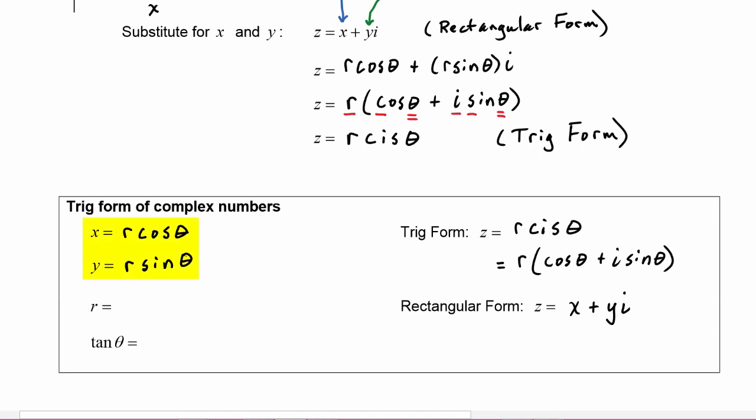So if we know r and theta, we can get x and y in the rectangular form. Or if we know x and y in the rectangular form, we can get to the trig form because r is the same as it's always been, the square root of x squared plus y squared, and tangent of theta is equal to y over x. So these are the sets of conversion factors we can use to go back and forth between trig form and rectangular form.